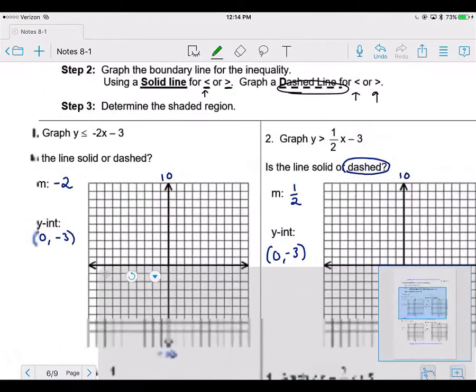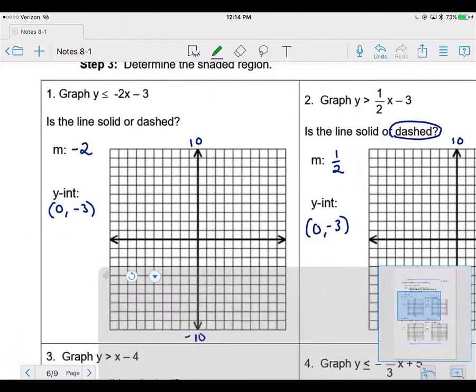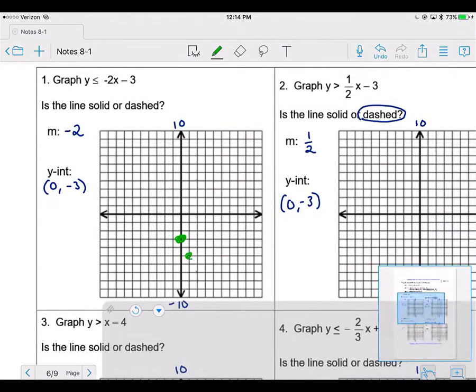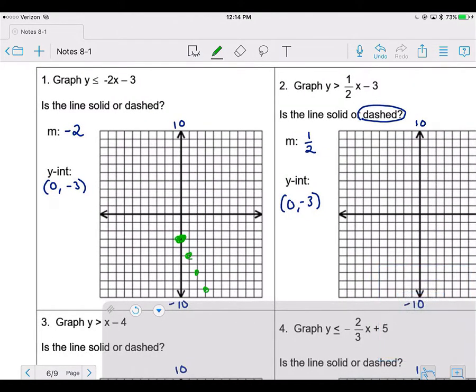And then we're going to determine our shaded region. So for problem 1, my m value is negative 2, and my y-intercept is down at negative 3. So 0, negative 3 is where I begin. My slope is negative 2, so down 2, right 1, down 2, right 1, down 2, right 1. This is going to be a solid line because of that line underneath the inequality.